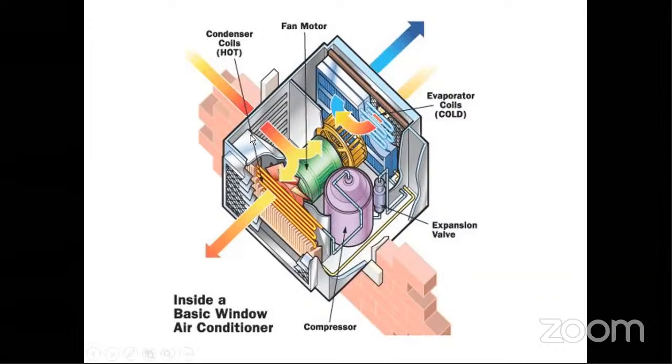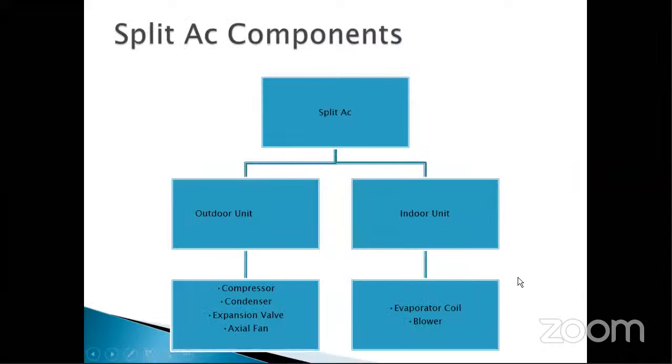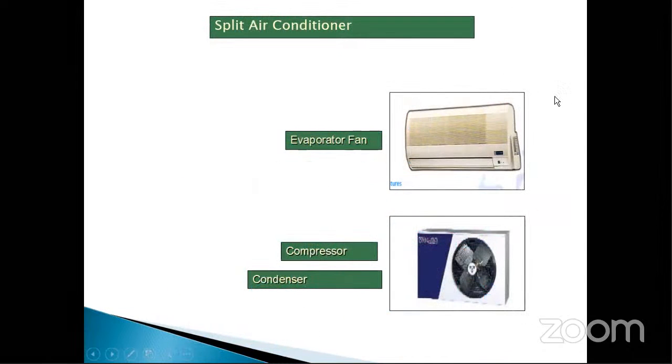So what can be done is we can split the cycle into two. We can call this unit an indoor unit, with evaporator coil and blower, and the compressor, condenser, and expansion device we can consider as an outdoor unit. So this is a split air conditioner where we have an indoor unit which has the evaporator coil and blower, and an outdoor unit which has the compressor, condenser, expansion valve, and axial fan. So this is the indoor unit, and then we have an outdoor unit.